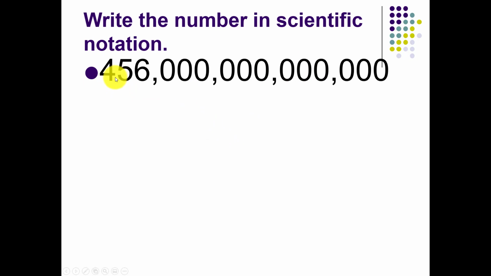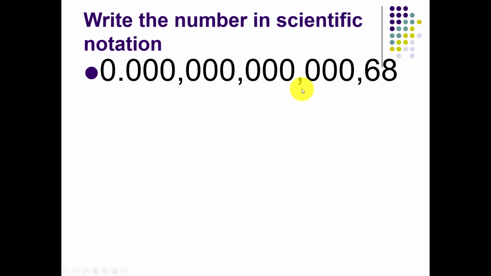Here, decimal goes here. Oh, it's asking me for scientific notation this time. So you would move the decimal over 1, 2, 3, 4, 5, 6, 7, 8, 9, 10, 11, 12, 13, 14. So the decimal would end up here and be 4.56 times 10 to the 14. And then here, the decimal is going to go here between the 6.8, like I said before, and it's going to go 1, 2, 3, 4, 5, 6, 7, 8, 9, 10, 11, 12, 13, and so this will be 6.8 times 10 to the negative 13.